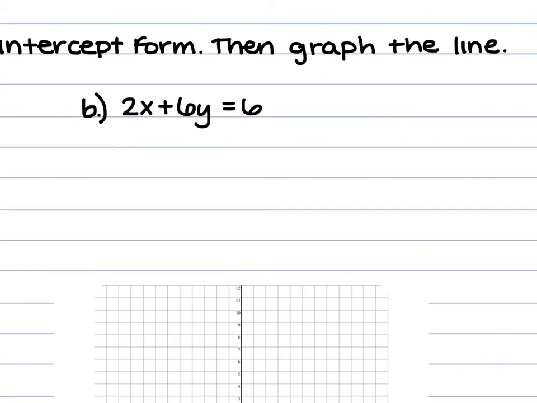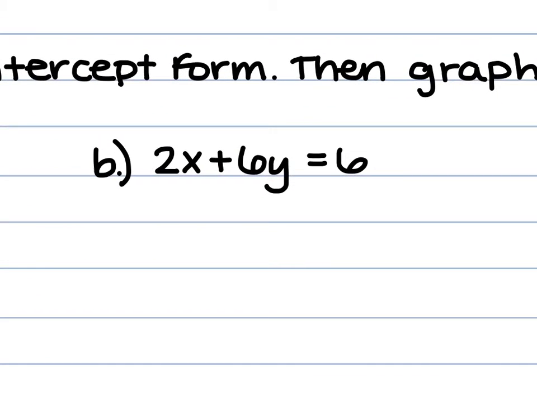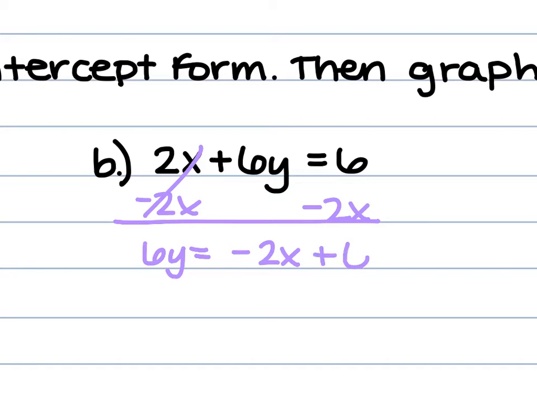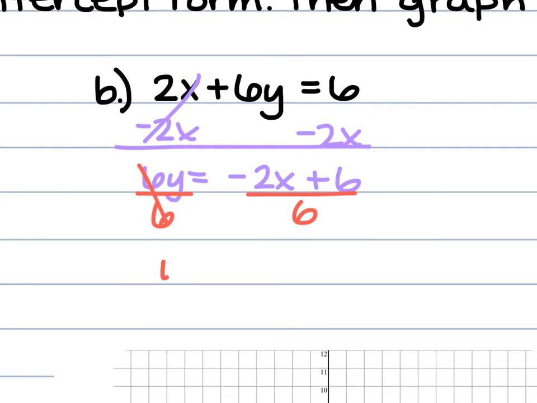For our next example, we have 2x plus 6y is equal to 6. It's not in slope-intercept form, so we want to put it in slope-intercept form. So we're going to move the 2x over by subtracting it. We're going to have 6y is equal to negative 2x plus 6. And then we're going to divide each side by 6. Now when we do this, we need to divide each term on the right side by that 6. So we have y is equal to negative 2 over 6, which is negative 1 over 3 x, plus 6 divided by 6, which is 1.